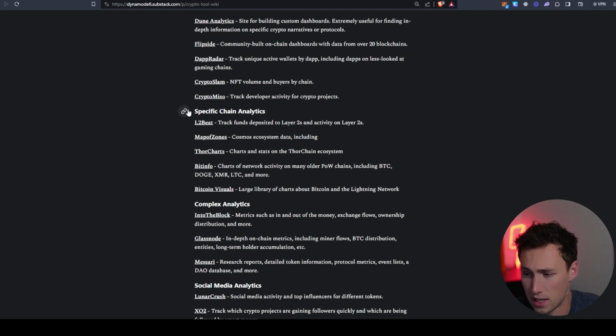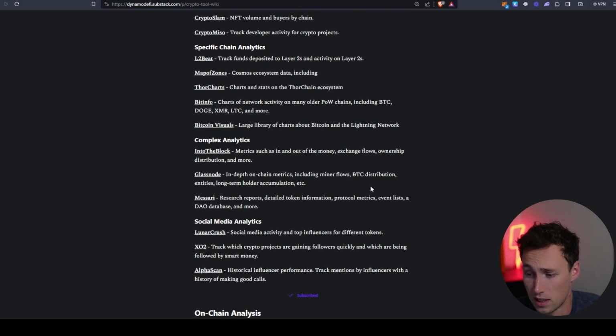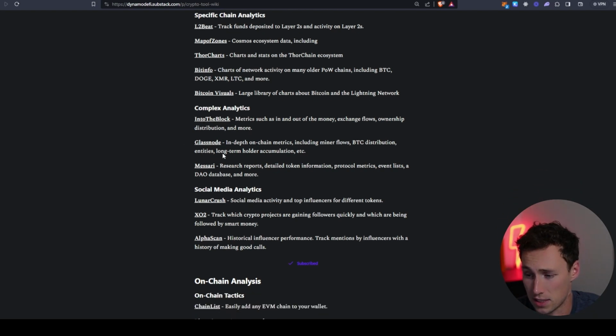And then I have another section for specific chain analytics. So these are analytics that only apply to a specific chain or a small subset of chains. And then I have a section for complex analytics. These are the things you see when big publications talk about on-chain analysis. These include things like hash rate or the distribution of Bitcoin to different wallets. These are going a little bit deeper into on-chain analytics. And that's things like Into the Block or Glassnode.